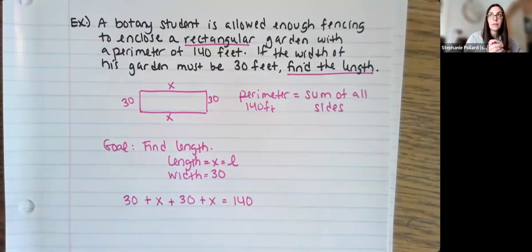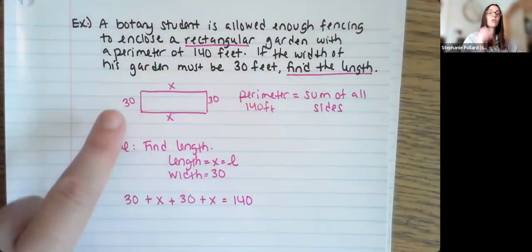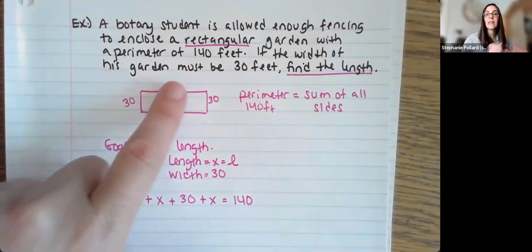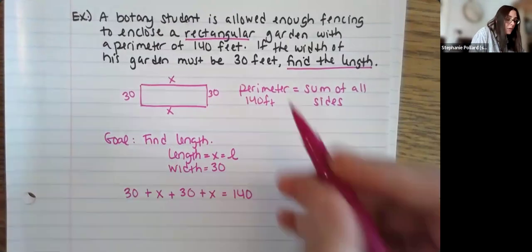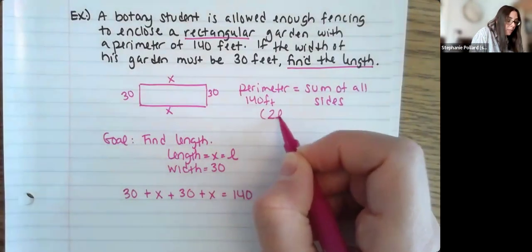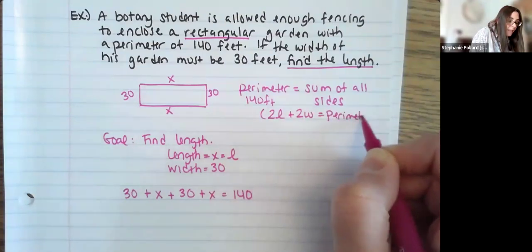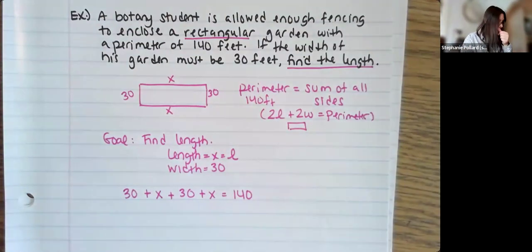Now, a big caution here with perimeter is a lot of times when students see things like squares or rectangles, they forget to do all four sides. They'll just do one of each. So they'll just do 30 and the X, and they'll forget to add in the other two sides. So for perimeter, you are going all the way around. So all of those sides need to get added in. For rectangles, you could also use the formula twice the length plus twice the width. And again, that's just for a rectangle.